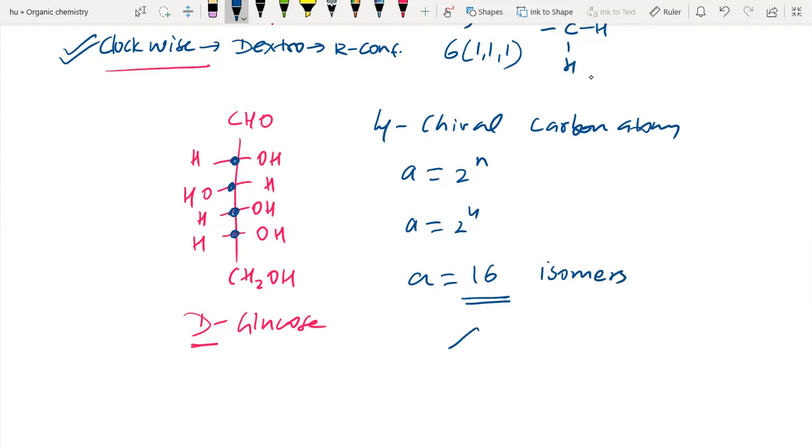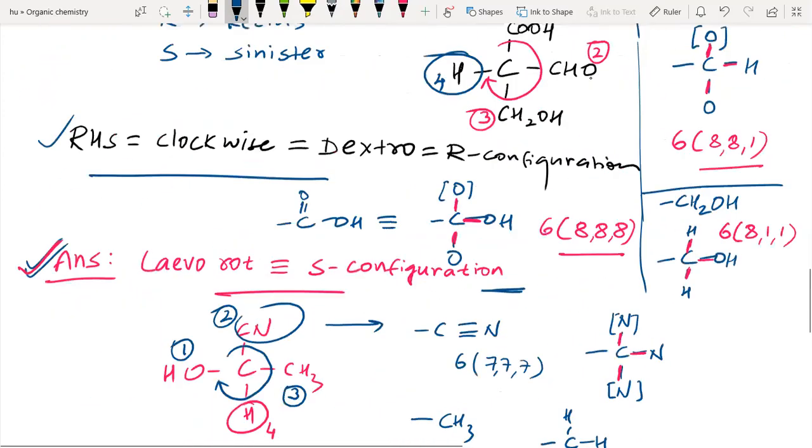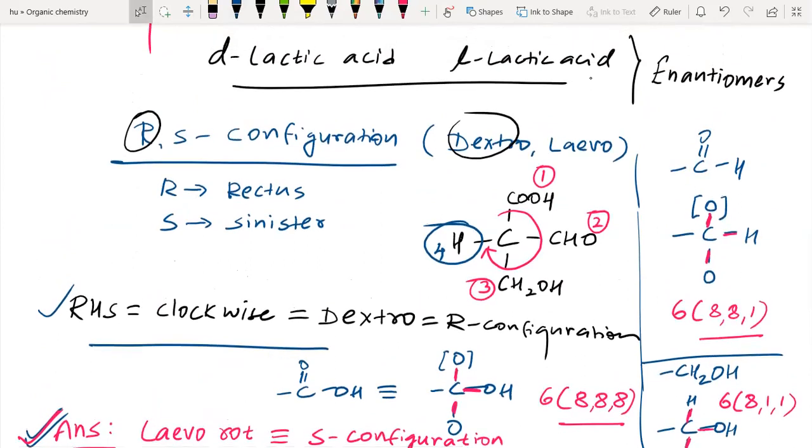Out of 16, 8 are dextrorotatory and the remaining 8 are levorotatory. So this way we find out enantiomers and optical isomers. The formula is given here. So for the day, this optical activity part is done. Thank you very much.